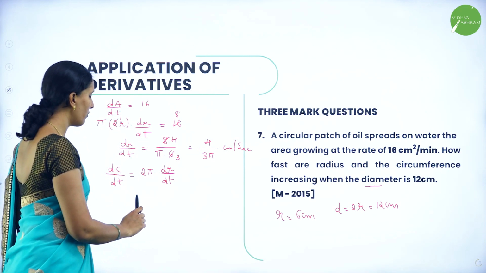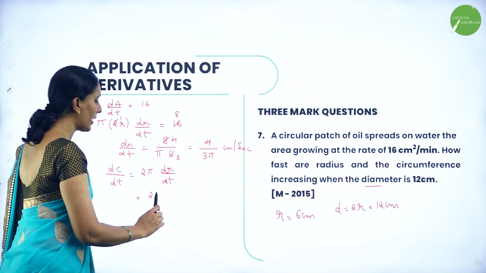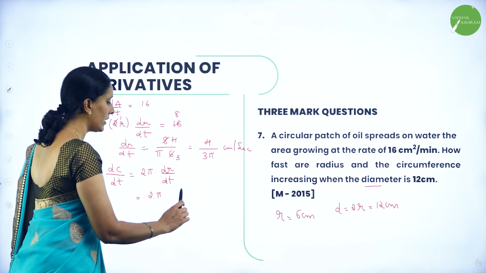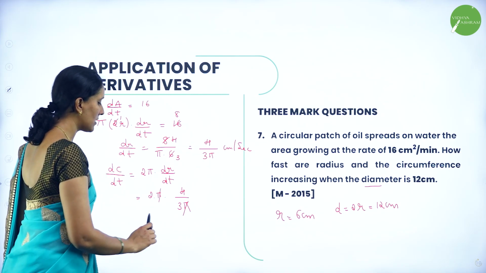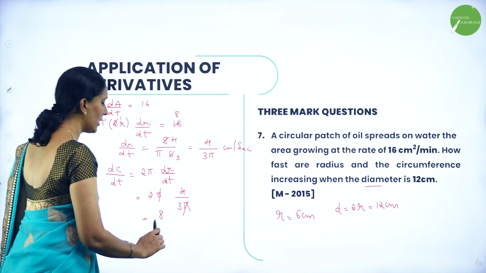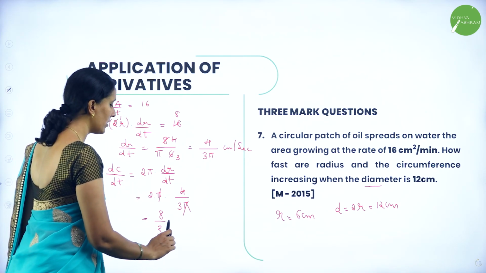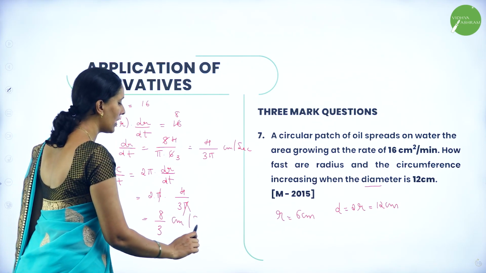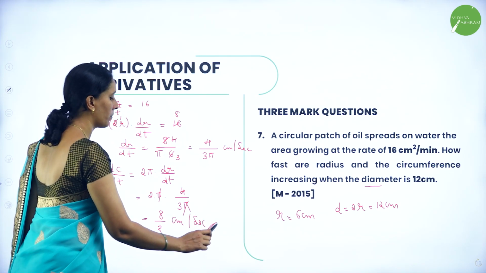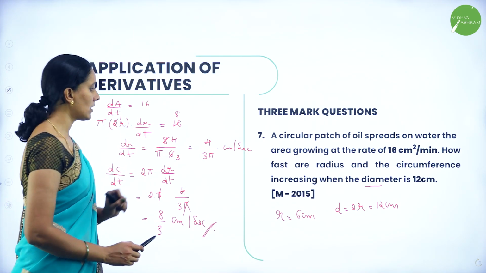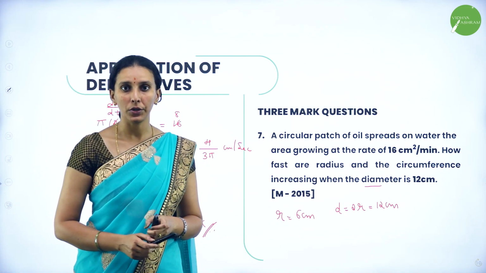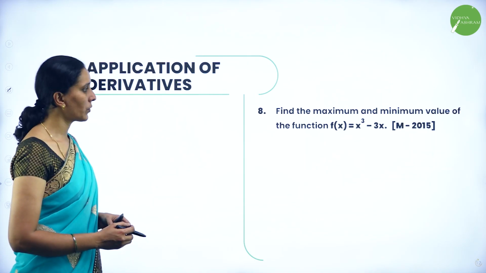Now the change in circumference is 2 into pi into dr by dt, which is 4 divided by 3 pi. Pi gets cancelled. So 2 4s are 8 by 3. The circumference change is also in centimeter per second. So therefore this is the change in radius and this is the change in circumference when the radius is equal to 6 centimeter.